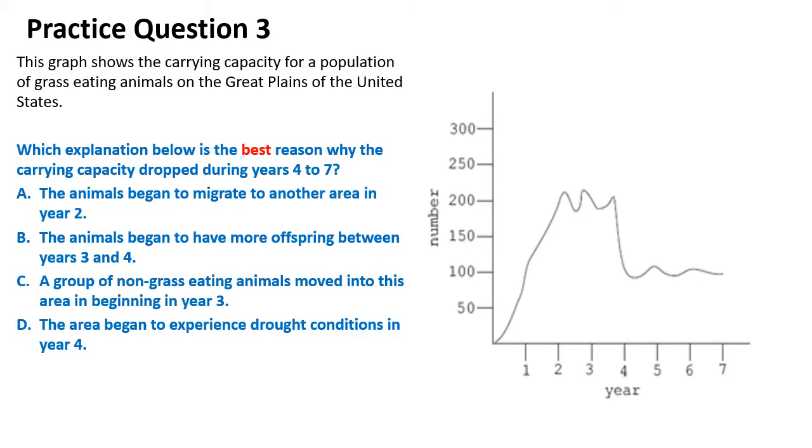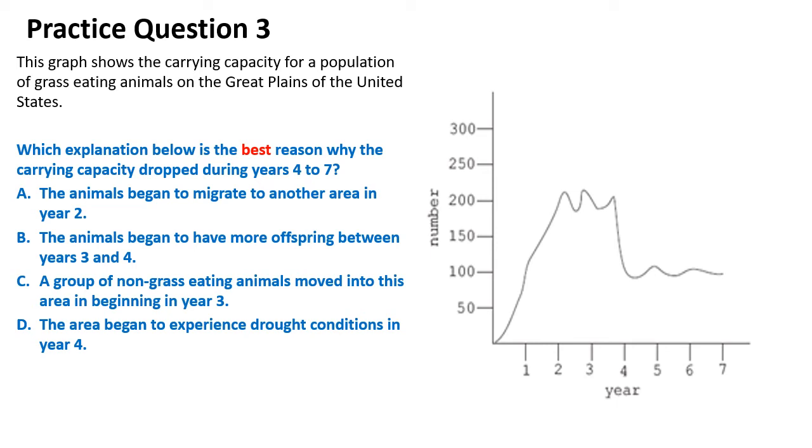All right, the graph shows the carrying capacity for a population of grass-eating animals in the Great Plains of the United States. And now this graph is a little different. This one is not shaped like an S, but you do have your initial exponential growth, and then you have a level off here, and then it drops and there's another level off. So which explanation below is the best reason why the carrying capacity dropped?